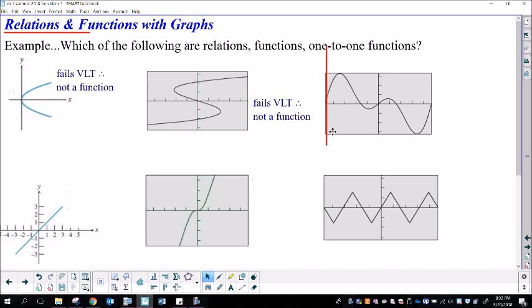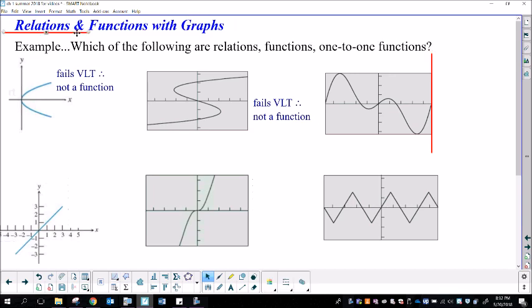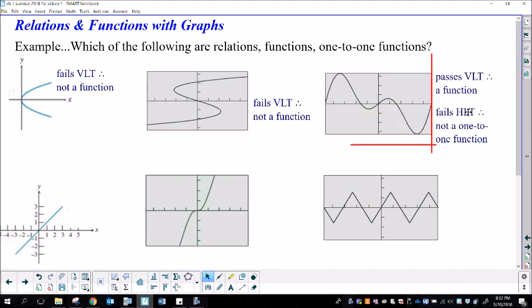Continuing over, if we pass the vertical line through this graph, we can see that it passes the vertical line test, so it is a function. Then we're going to try the horizontal line test. As we can see here, we're going to fail the horizontal line test. So therefore it is not a one-to-one function, and you can see that it fails it in multiple spots. So it passes the vertical line test, therefore a function, but fails the horizontal line test, so it is not a one-to-one function.